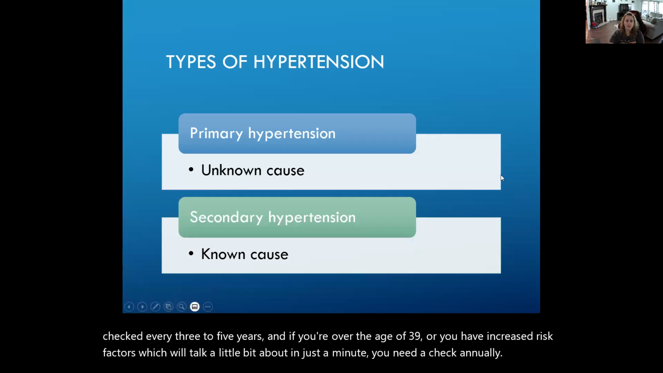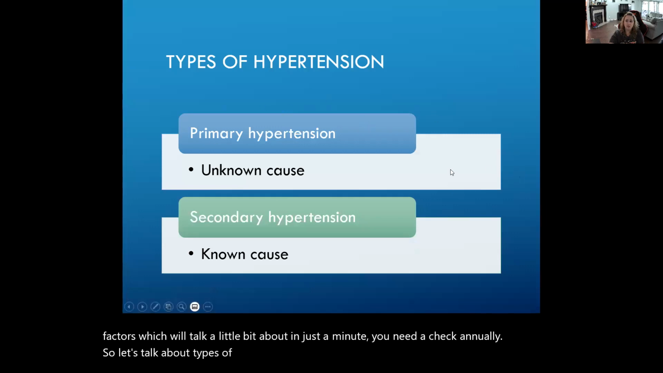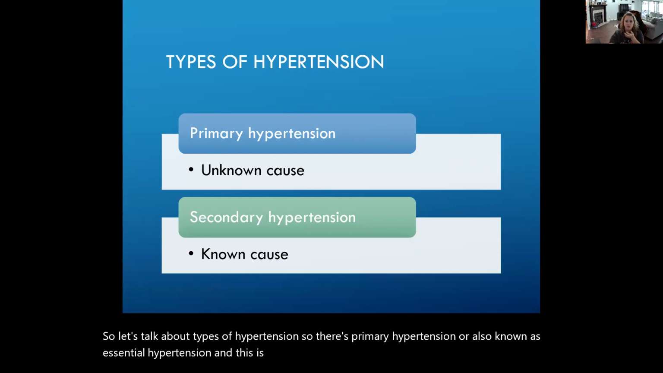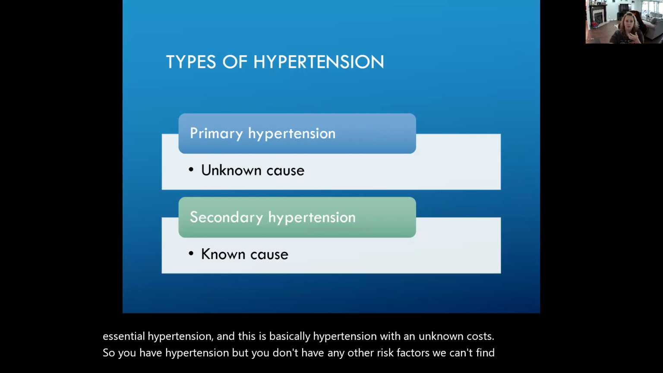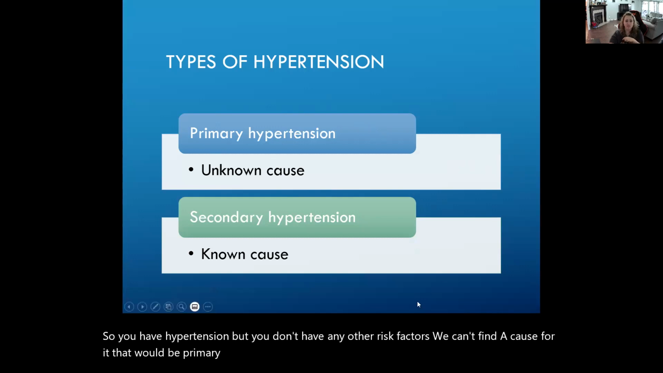So let's talk about types of hypertension. There's primary hypertension, also known as essential hypertension, and this is basically hypertension with an unknown cause. So you have hypertension, but you don't have any of the risk factors. We can't find a cause for it. That would be primary or essential hypertension.